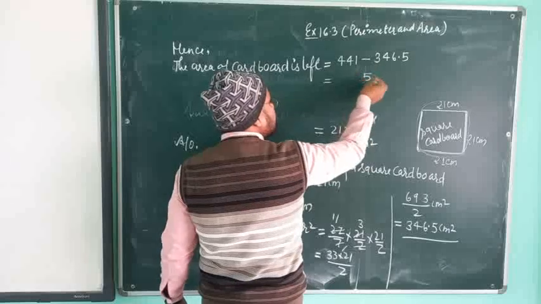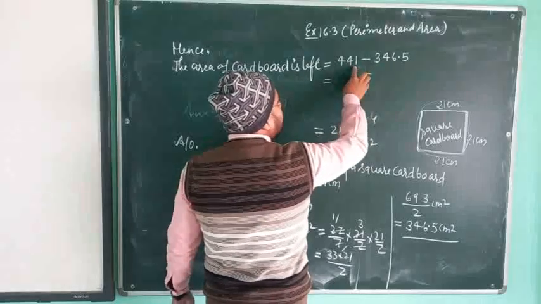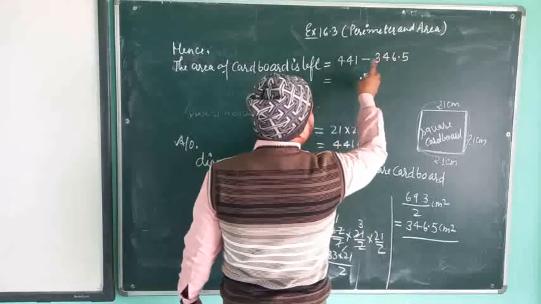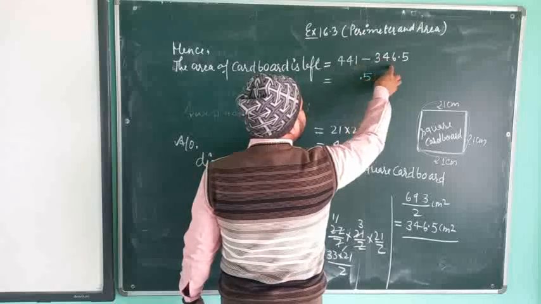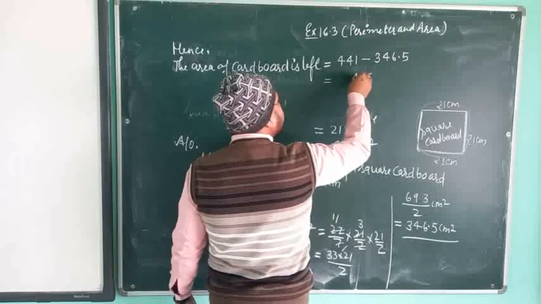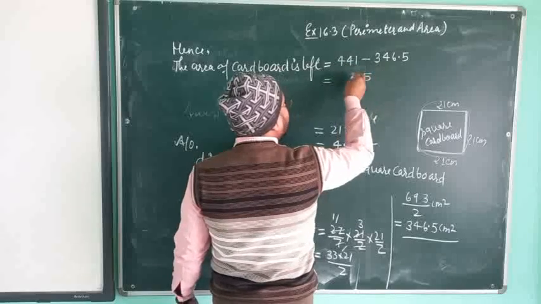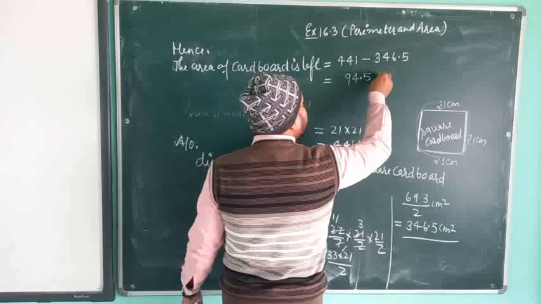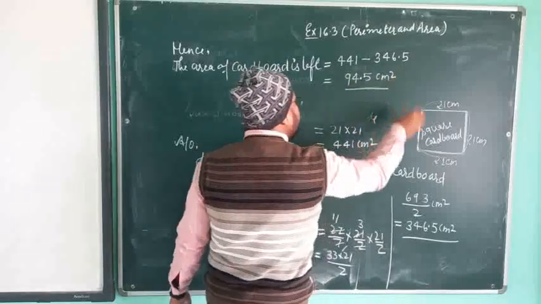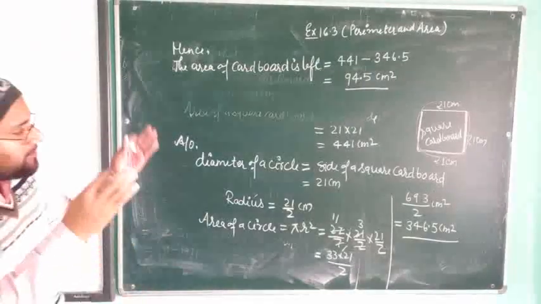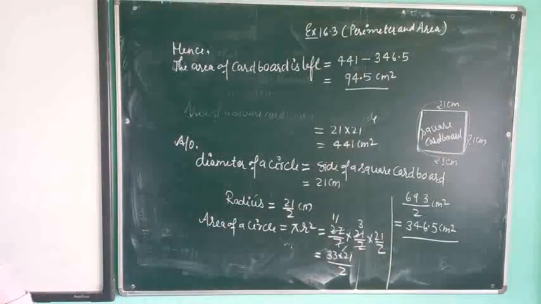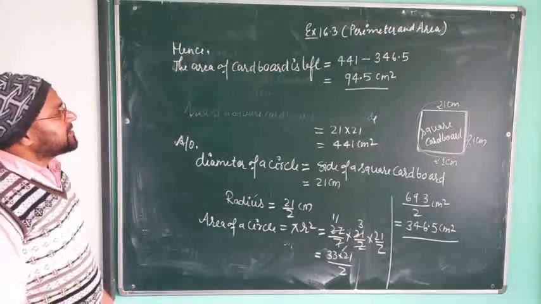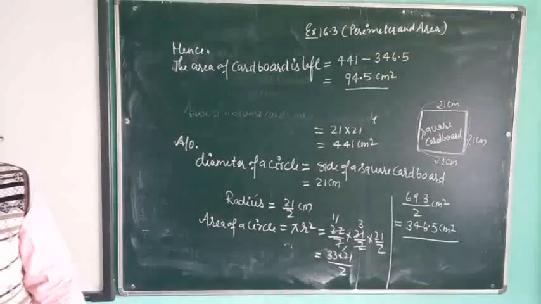10 minus 5, you will get 5. 9 minus 6, we have taken this one. Okay. So 10 minus 6, you will get 4. And from 13 minus 4, you are getting 9. 94.5 centimeter square is the area left after taking out the circle of maximum area. This is 94.5 centimeter square, the area left in this cardboard.